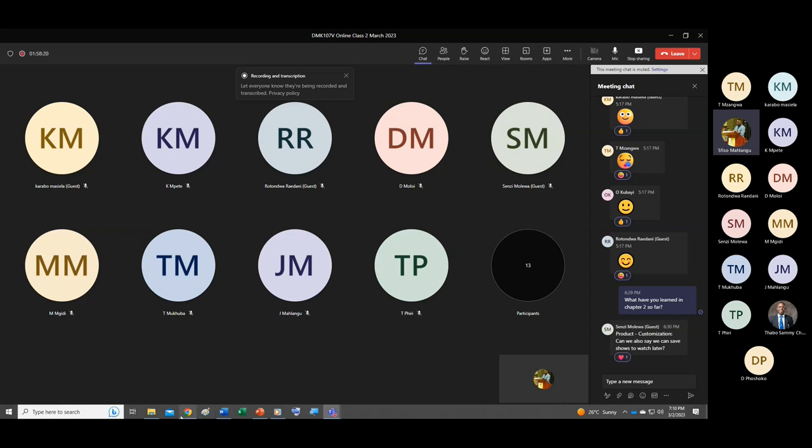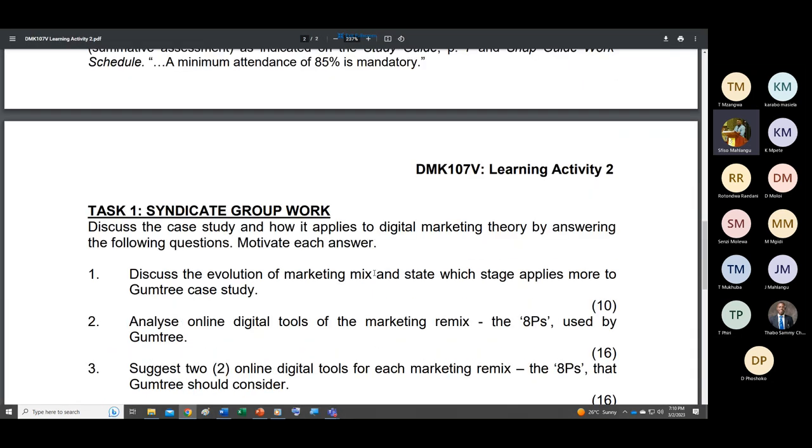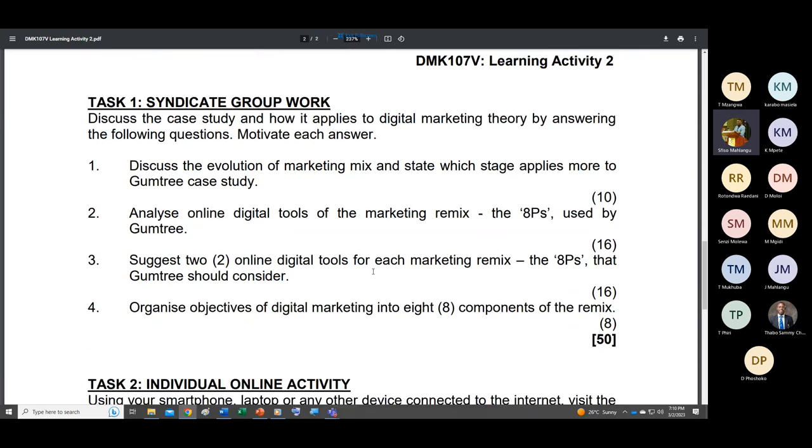Okay, now we have an idea of what Gumtree is doing. Let's look at the questions now, which are usually asked, and if we can be able to answer those questions. So it says, discuss the case study and how it applies to digital marketing theory by answering the following questions, and you need to motivate each answer. Firstly, they wanted you to discuss the evolution of marketing mix and state at which stage it applies more to Gumtree case study. So you've got the slide telling you about the evolution from 1947 there, or 1943, and you indicate which stage applies more to the Gumtree case study.